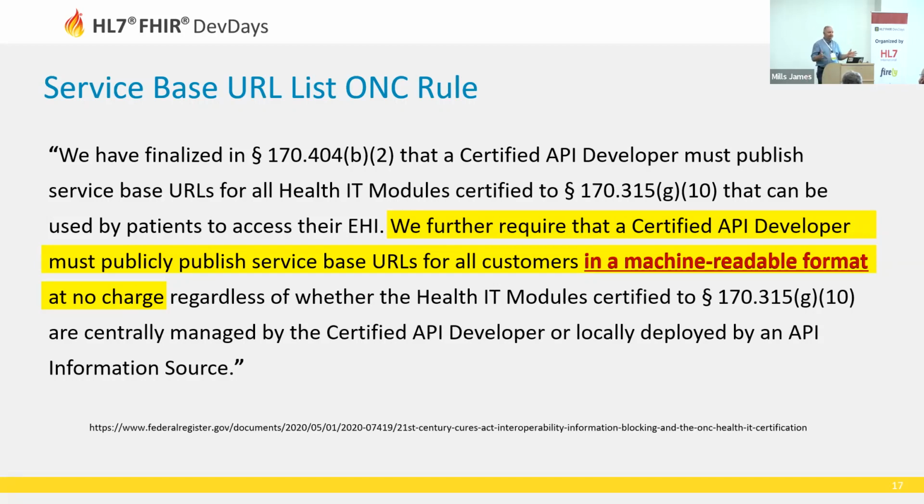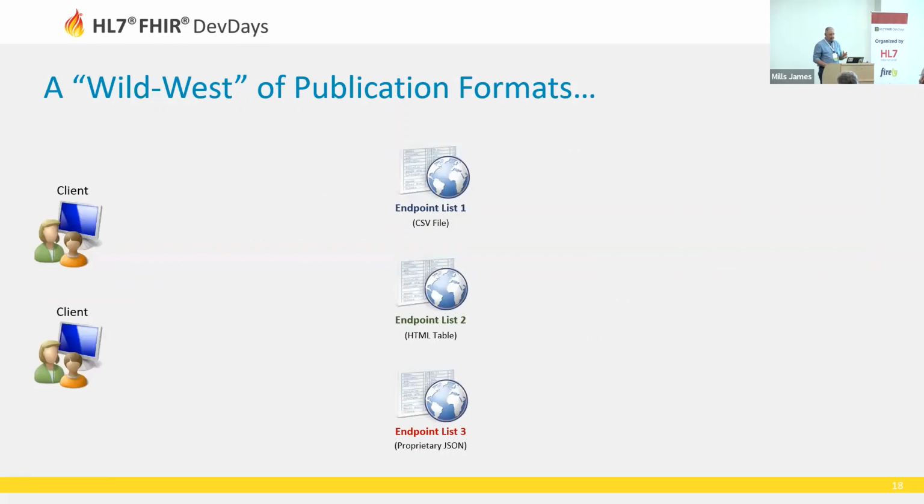I think many of us have gone through that type of situation where we've seen the regulations say machine readable, and as we know, almost anything is considered machine readable. So that doesn't give us a lot of value. The intention is good, doesn't really pan out. So to me, it really ends up being a wild west of publication formats. Almost anything goes. You see 3 endpoints here, for example. One's a CSV file, one's an HTML table that we have to basically parse out, and then another is some proprietary JSON format. And of course I could come up with my own and use that.